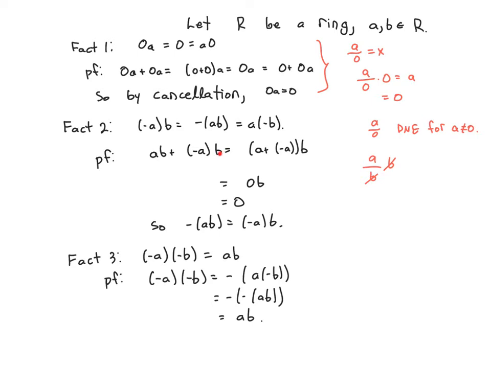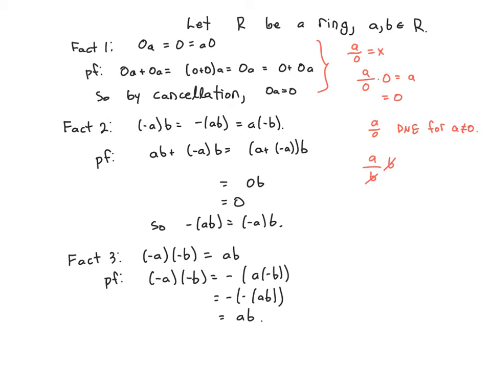How do you do that? Well, there's a common factor of b here that you can factor out. a plus negative a is equal to 0, and as we just observed, 0 times b is 0. So we have that the additive inverse of ab is negative a times b. A similar proof works on the other side. Just now you do negative b plus ab, and you factor out the common factor of a.